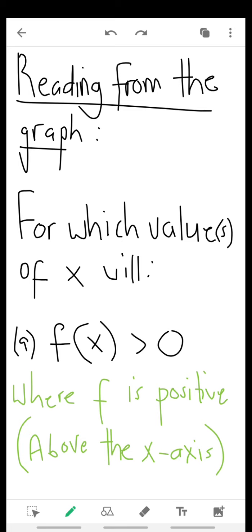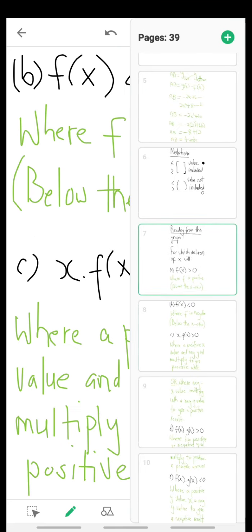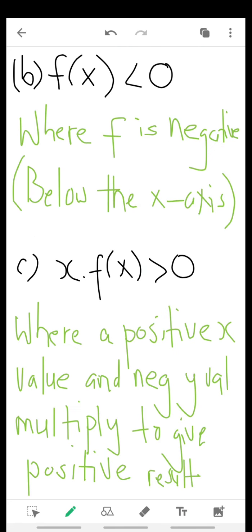Okay, so we are looking for where the function will be above the x-axis. So we cannot include the critical values in this case. I've explained we are looking for where f is positive, and this means f will be positive where it is above the x-axis. Okay, so you'll be telling me those x values.